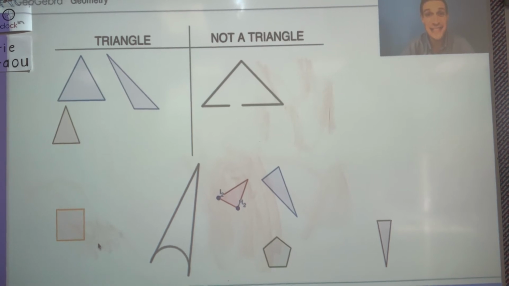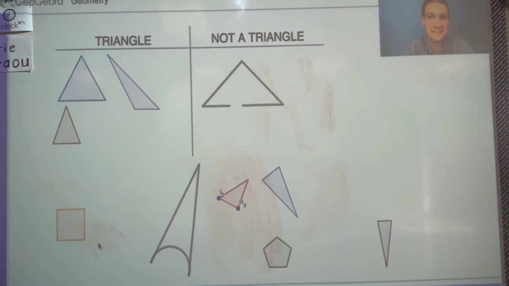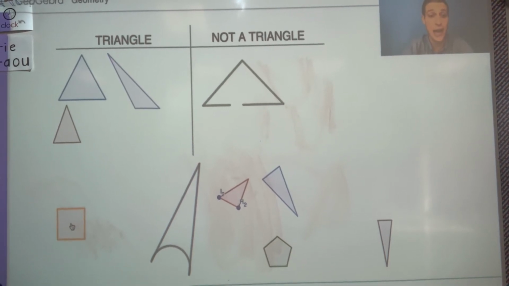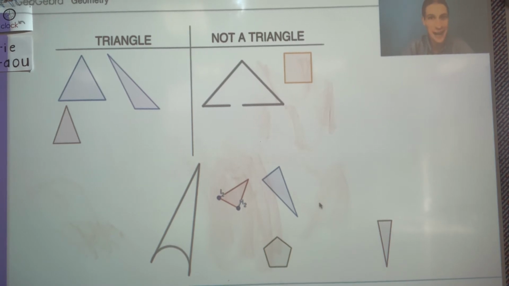Let's listen to Mr. Hammer. And tell your friend. Oh, I heard my friend over here, and my friend used a complete sentence. My friend said, this is not a triangle because it has 4 sides. Let's put that over in not a triangle. What about this shape? This shape looks all sideways. Is it a triangle? Tell your friend and use a complete sentence.